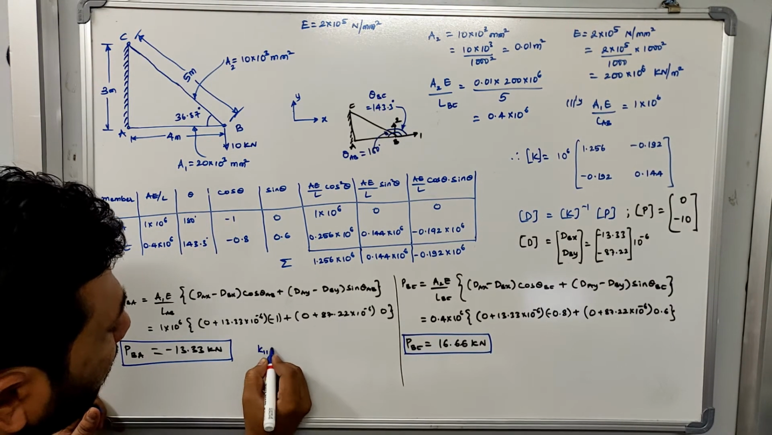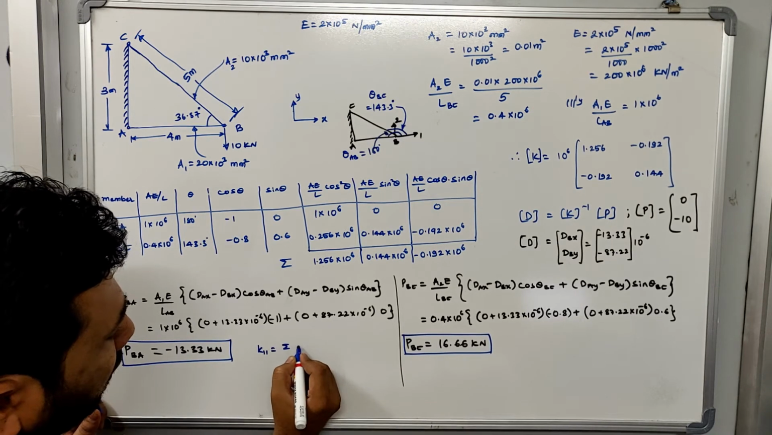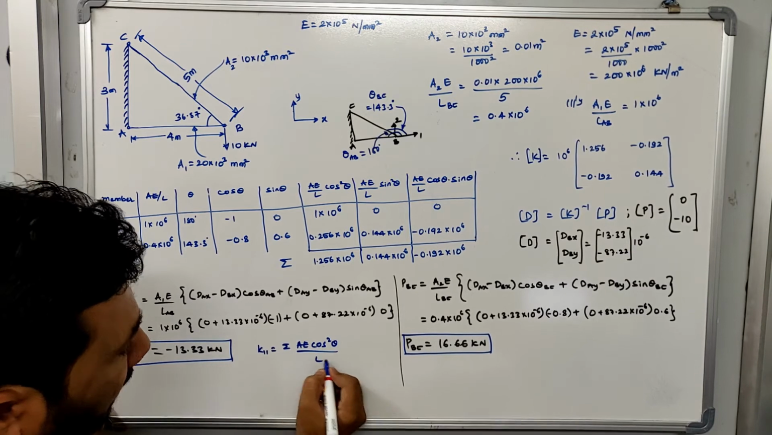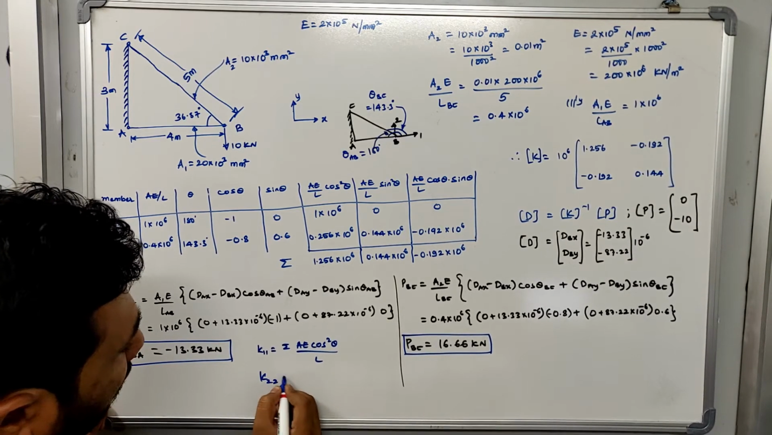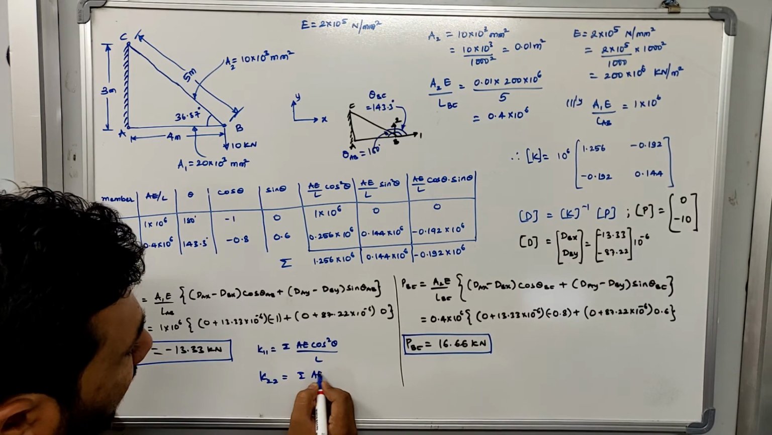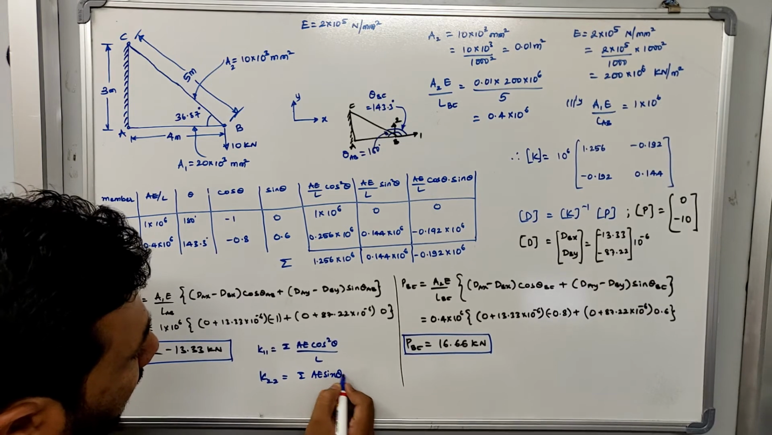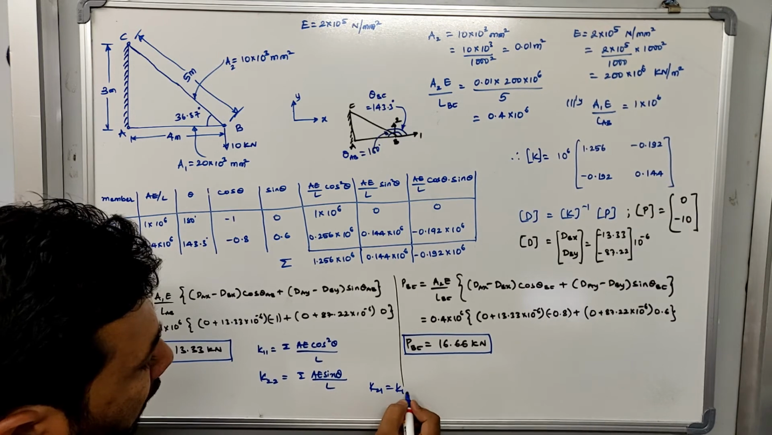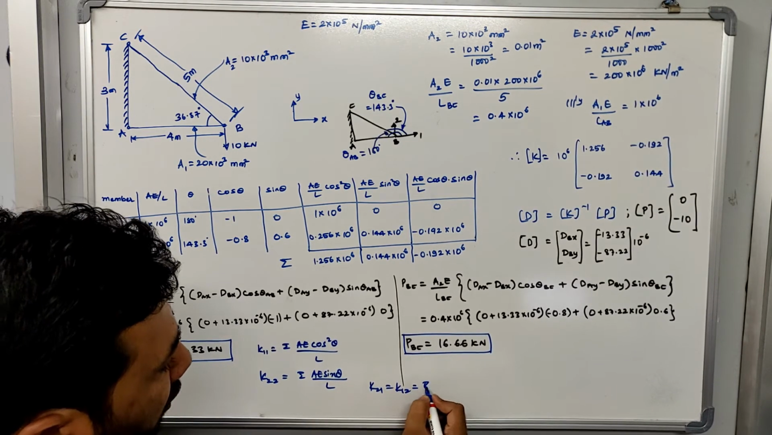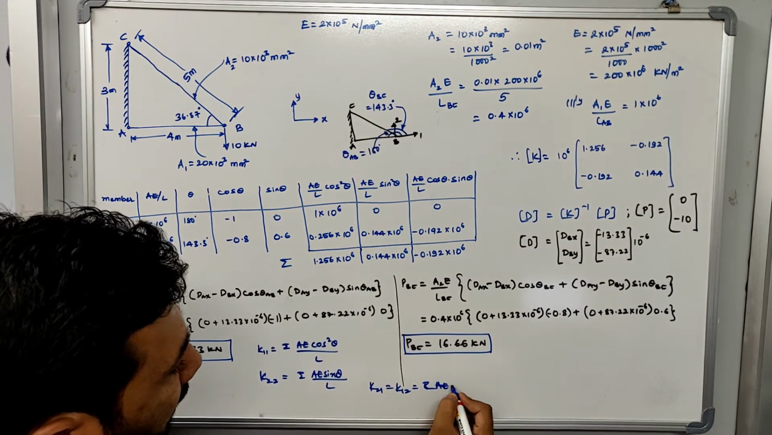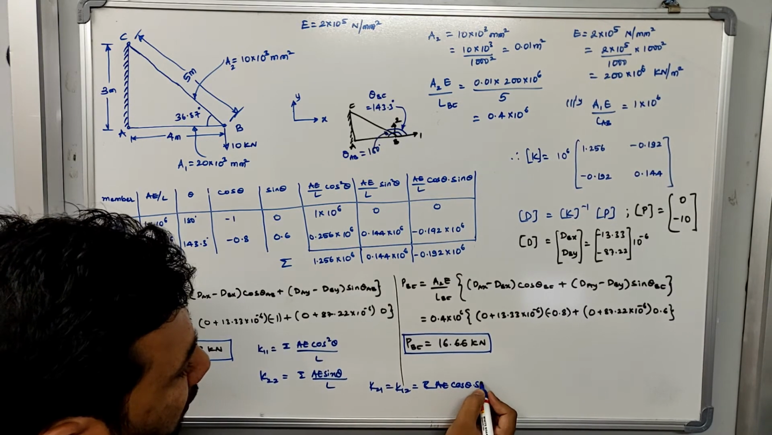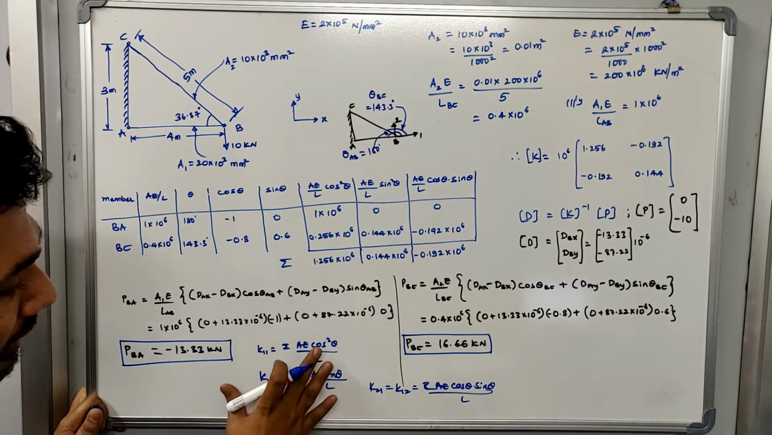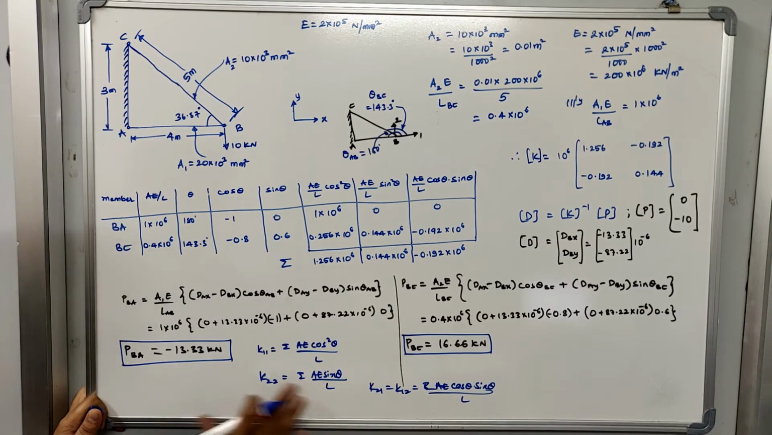If you want to solve for K11, it will be the summation of AE into cos square theta divided by L, right? If you want to solve K22, it will be the summation of AE into sine square theta divided by L, and if you are solving for K21 or K12, it will be the summation of AE into cos theta into sine theta divided by L, right? So these are the equations to solve the stiffness matrix.